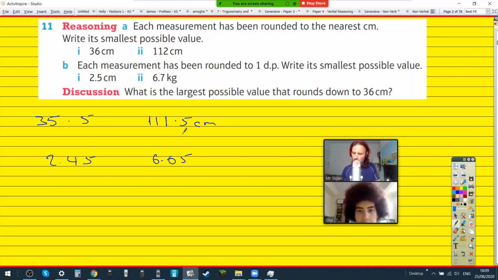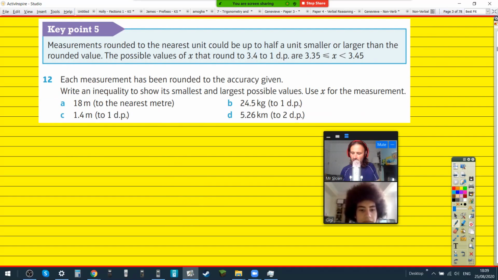And how about this discussion question? What is the largest possible value that rounds down to 6? Would it be 36.5? So yeah, even though 36.5 would round up, that's the boundary. And this is how you would deal with that boundary problem. You just say this is less than or equal to for the lower bound, and it's not equal to for the upper bound.